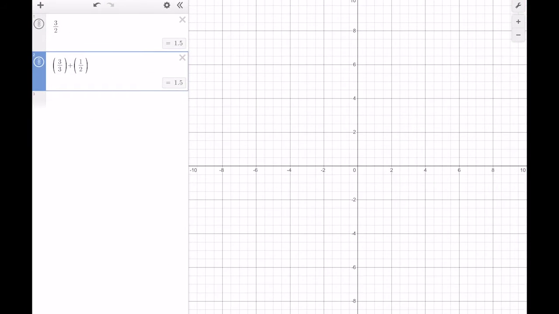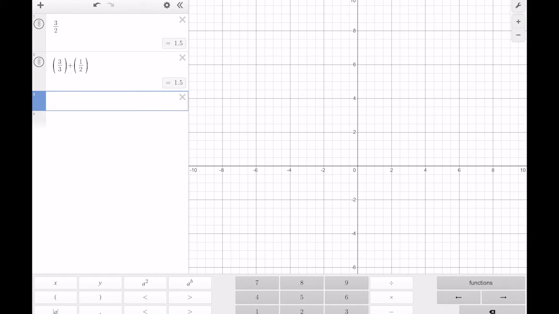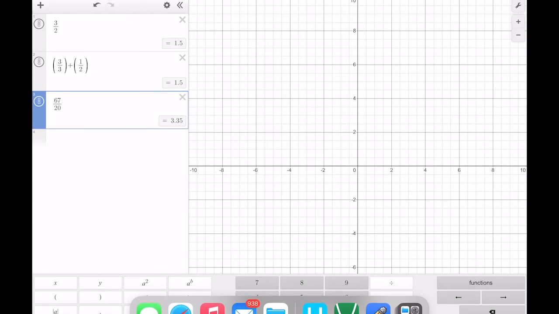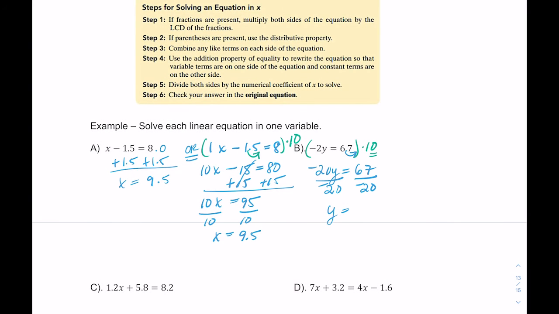An app that's really easy to use and does everything and is free is called Desmos. So here we had 67 divided by 20. It comes out to 3.35. And it's a positive divided by a negative, so our answer will be negative. So it's negative 3.35.